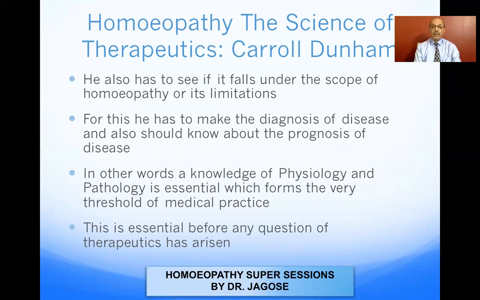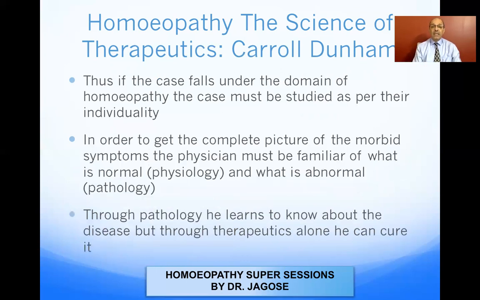For this, he has to make the diagnosis of the disease and also should know about the prognosis of the disease. So both the diagnosis as well as the prognosis of the disease are important. In other words, a knowledge of physiology and pathology is essential, which forms the very threshold of medical practice. Thus, this is essentially before any question of therapeutics has arisen. Thus, if a case falls under the domain of homeopathy, the same case must be studied as per its individuality.